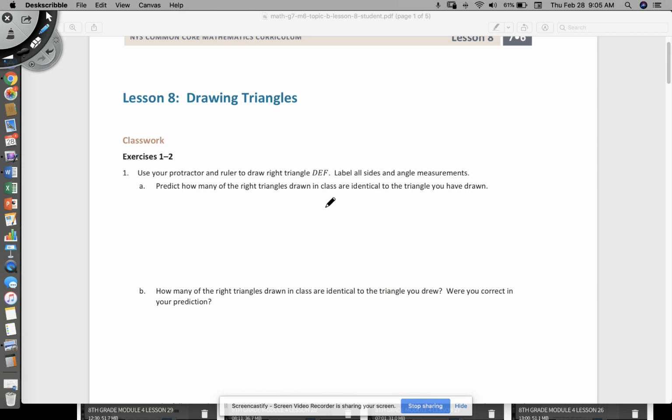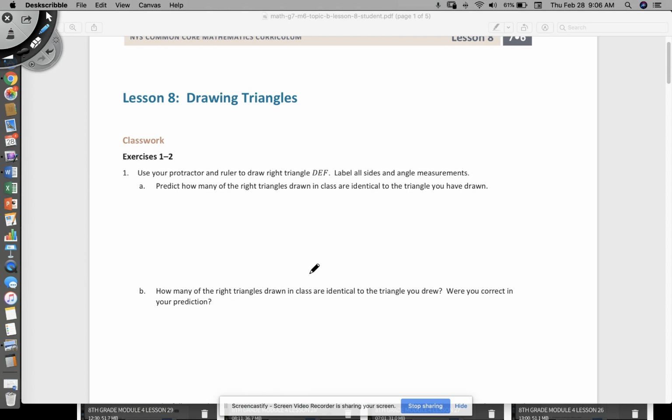This is 7th grade Module 6, Lesson 8. We are skipping Lesson 7 just because it's not our standard. So we're jumping right in here to 8. Make sure you have your protractor and ruler with you, because you will be measuring angles and you will be using the ruler to measure the sides.